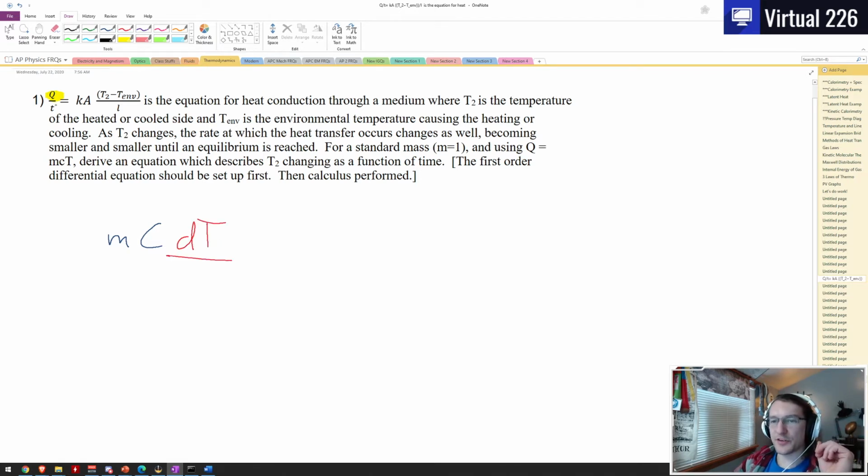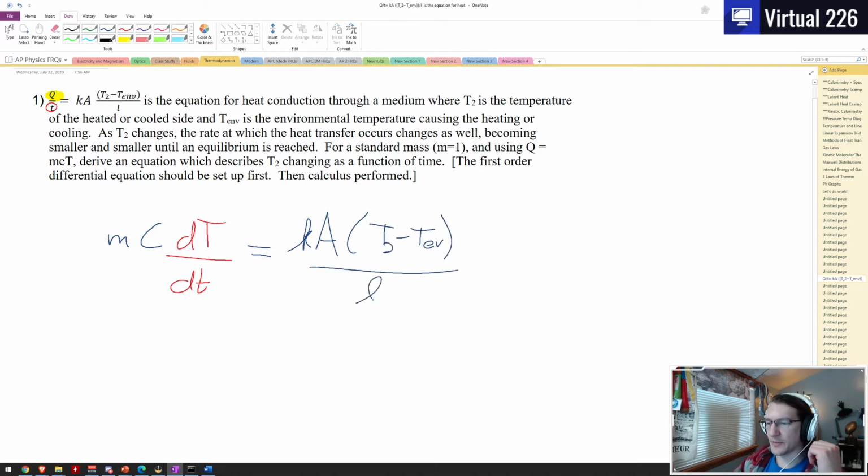And if we want it for a very small amount of time, we could write this as dt. Note these are two different t's: top is temperature, bottom is time. And then this is going to be equal to K, the thermal conductivity, A, cross-sectional area, T2 minus T environmental, all divided by L, some length of the material itself, okay?